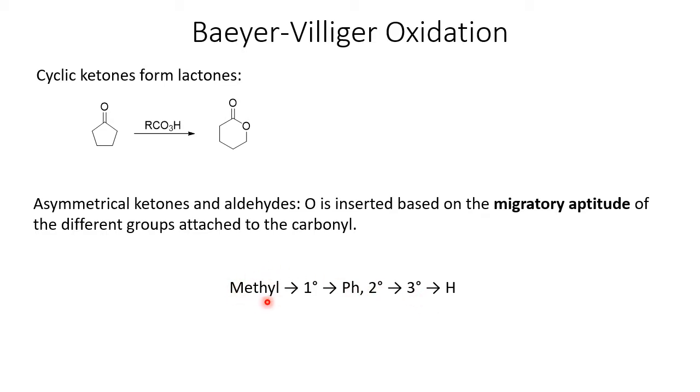So methyl groups are the least likely or have the lowest migratory aptitude. So those are going to be the ones that shift last. Then it goes to a primary group. A benzene ring or a secondary carbon will have a greater migratory aptitude, then tertiary, and finally hydrogen. So with this order, we see increasing migratory aptitude.